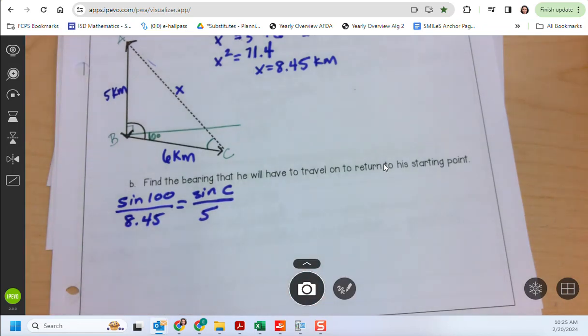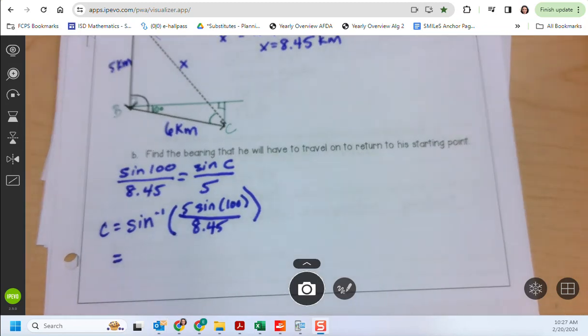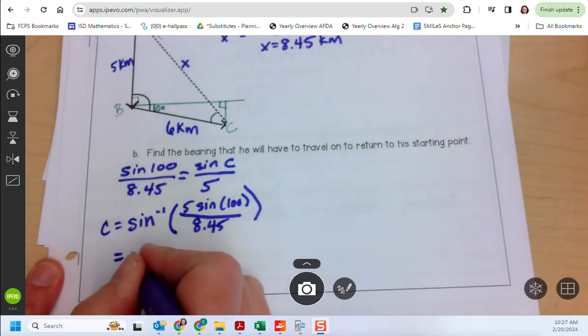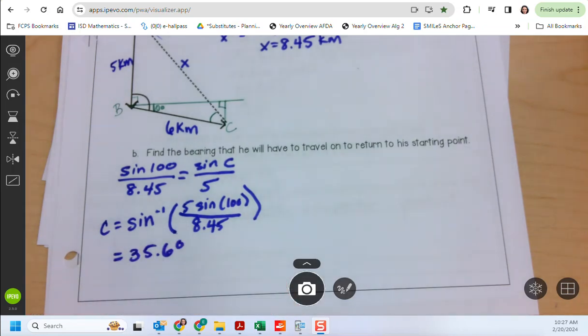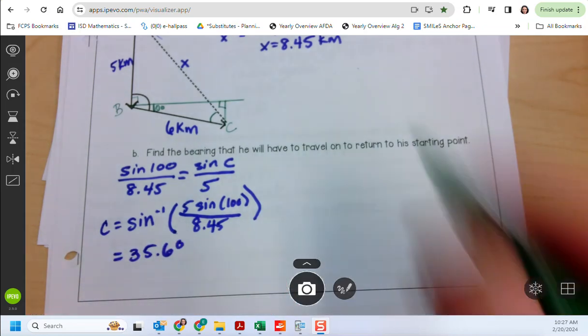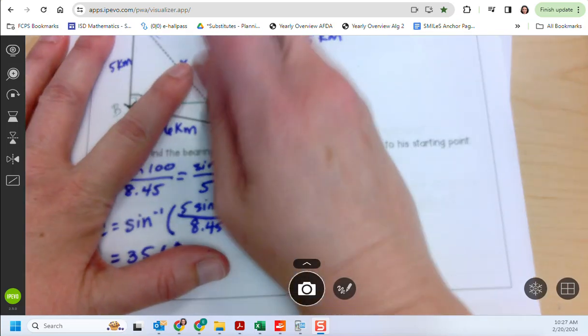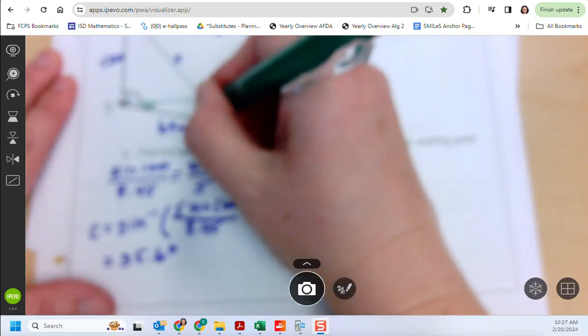Okay, so take a moment to solve that one for angle C, and we'll fill that one in. All right, so when I isolate angle C in this one, and I end up doing inverse sine, I get 35.6. Anybody else getting 35.6? Okay, so angle C is 35.6. But that's not exactly what we need either, okay? So this one in here, angle C is 35.6. I'm going to label that one.